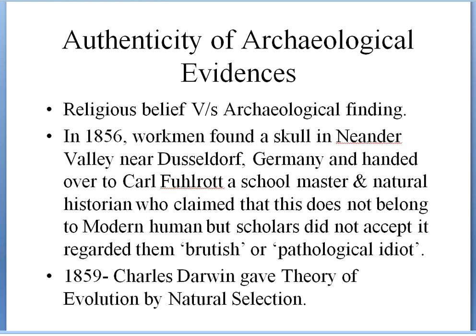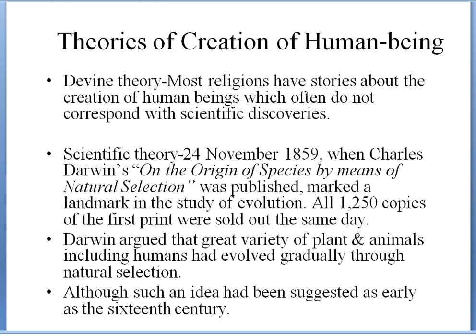In 1859, Charles Darwin gave the theory of evolution by natural selection. So there are two theories regarding the creation of human beings. First is the divine theory.